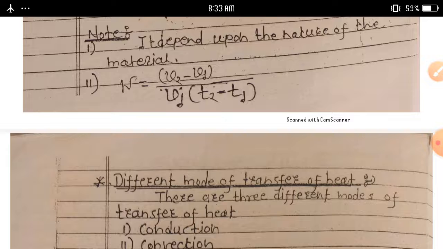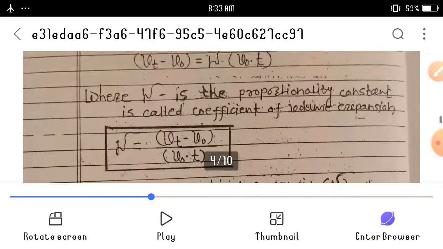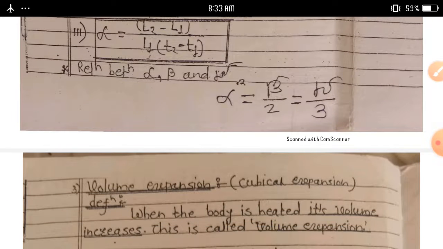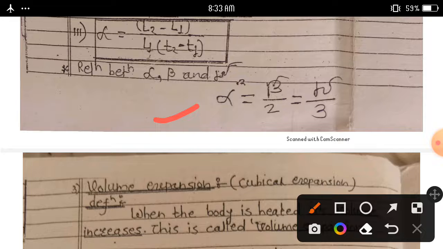And then we can discuss three coefficients. First is the coefficient of linear expansion. Another one is the coefficient of areal expansion, and the last one is the coefficient of volume expansion. The relation between these three coefficients is alpha is equal to beta by 2 is equal to gamma by 3. This is the relation between alpha, beta and gamma.